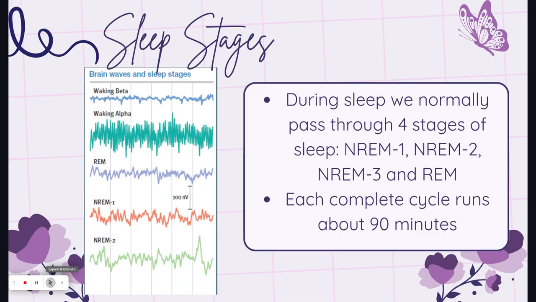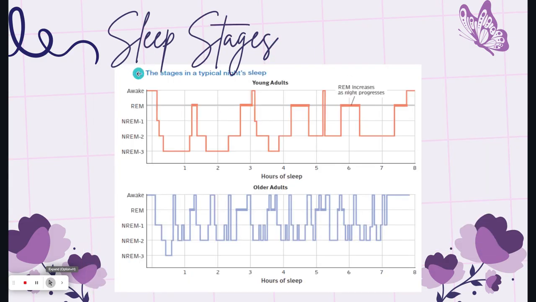Each complete cycle runs about 90 minutes, but it's not a nice straight line, as you'll see on this next slide. So this is how we move through the stages in a typical night's sleep. This one up here is for your age, what we might expect. So we go from awake, we go into NREM 1 for a short period of time, NREM 2 for a little longer period of time, then NREM 3. We'll find out NREM 3 is your really deep sleep. And then notice we stair step up.